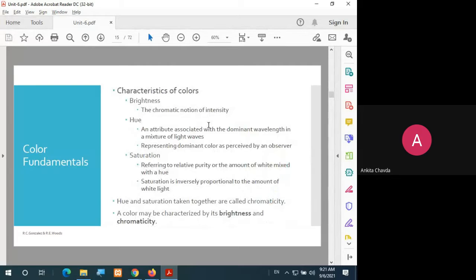Okay. Then the characteristics of color, because we are talking about the chromatic lights now.